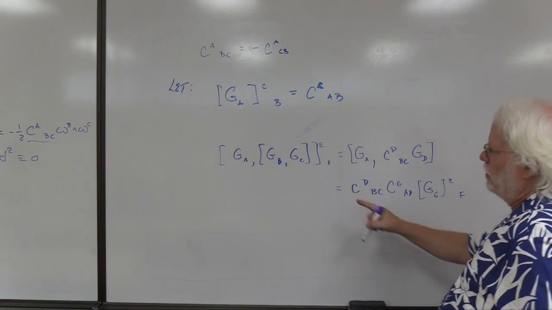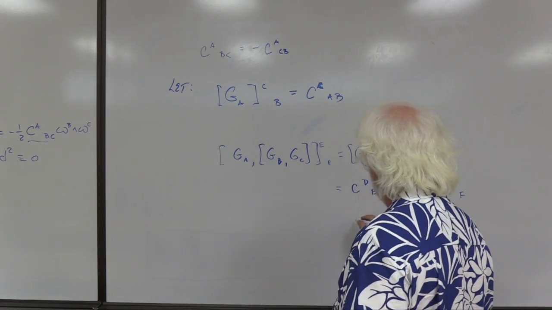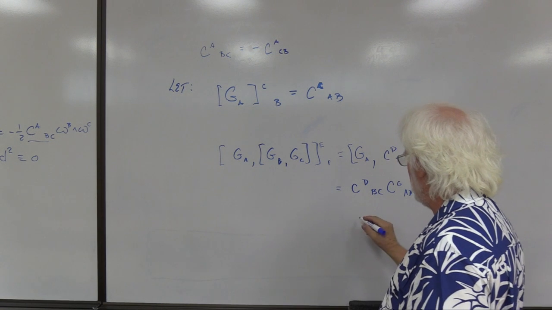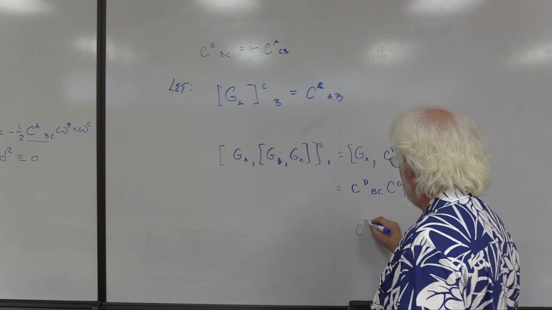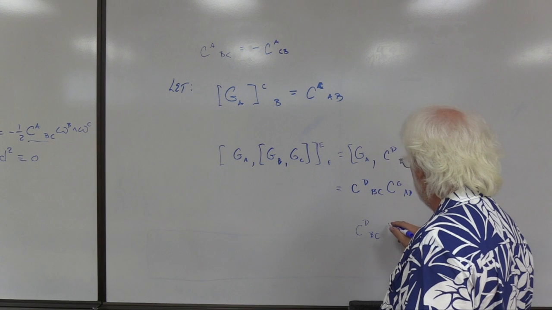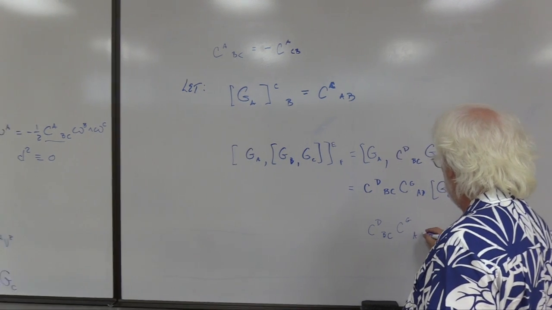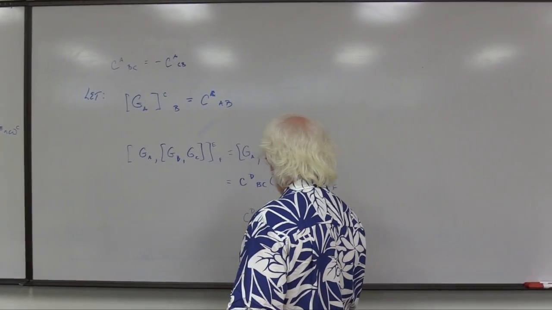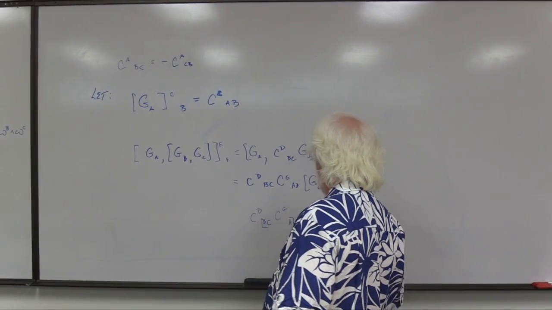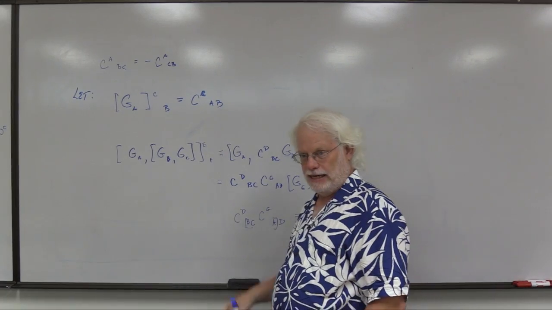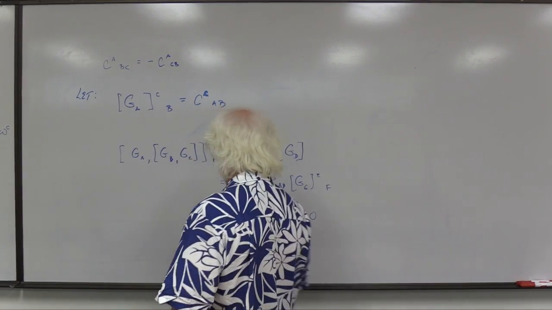Okay. When I cycle these, it's going to give me this with A, B, and C cycle. So I'm going to get C, D, B, C, C, G, A, B, anti-symmetrized on ABC equals 0. So that's the Jacobi identity expressed in terms of the structure constants.